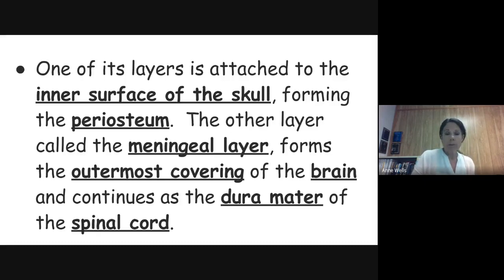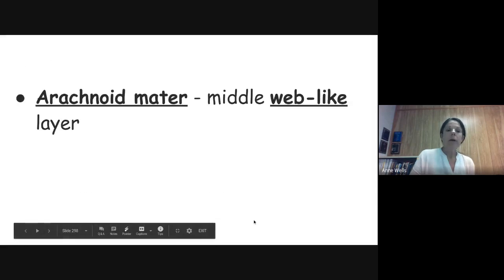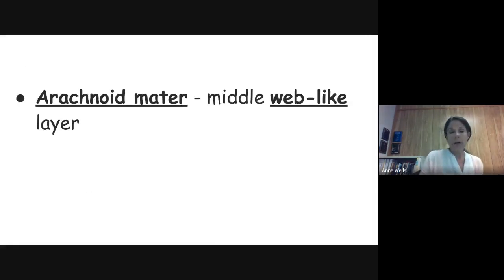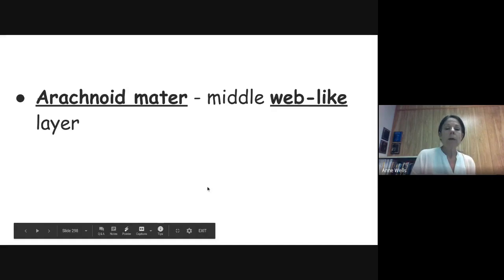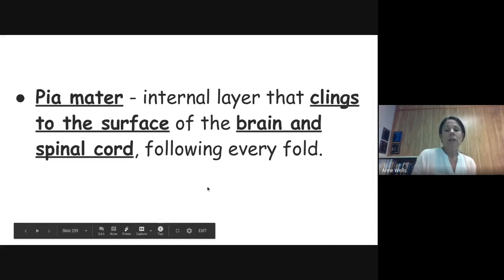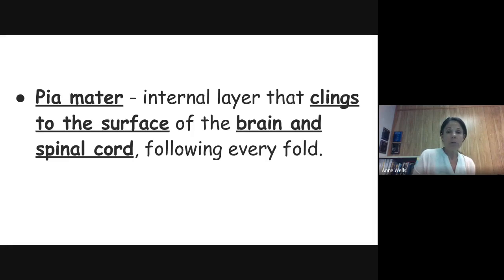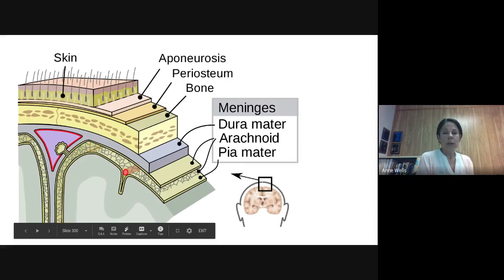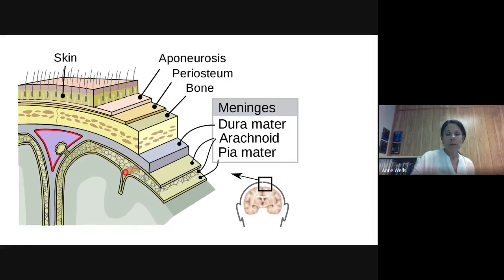Then we have the arachnoid mater. It's a middle web-like layer, and you can probably figure out why it's called that. Think of arachnid spiders that make webs. And then we have the pia mater. This is an internal layer that clings to the surface of the brain and spinal cord following every fold. So you can see all these different parts, so take a little bit of time to study this picture.